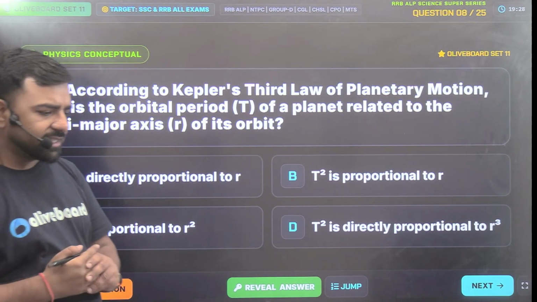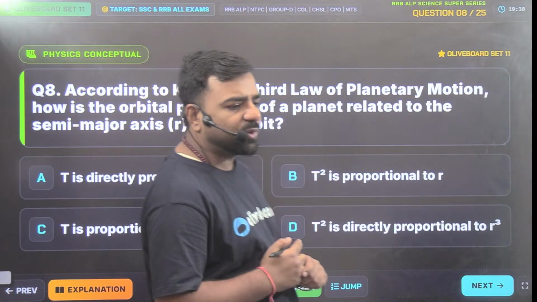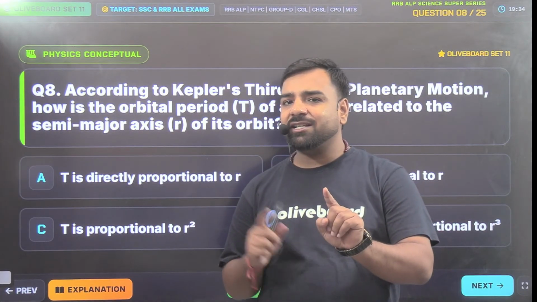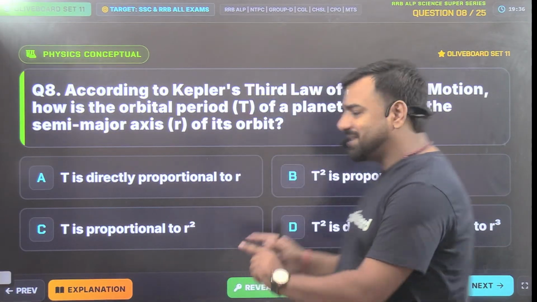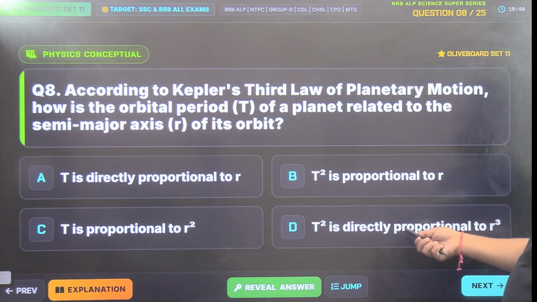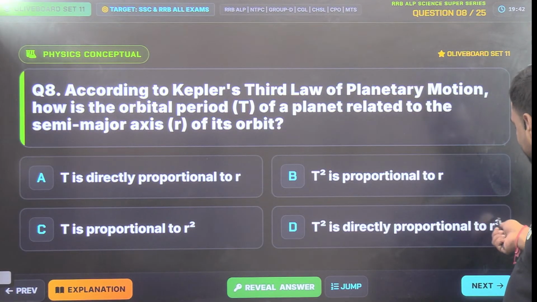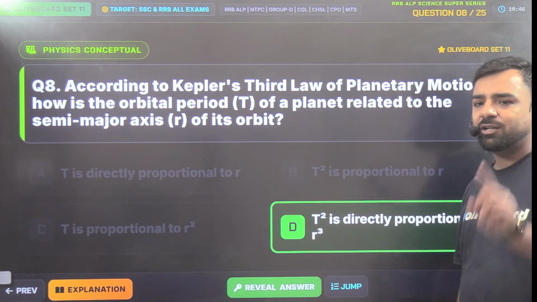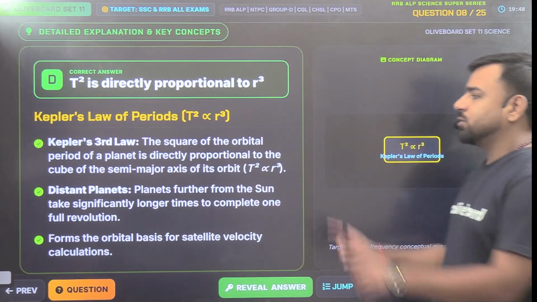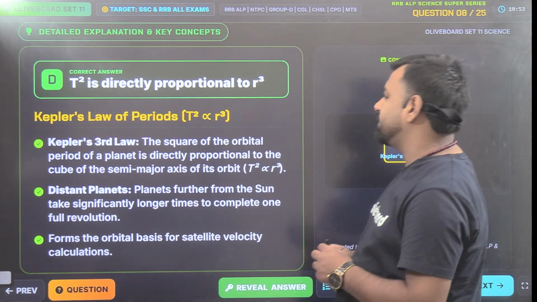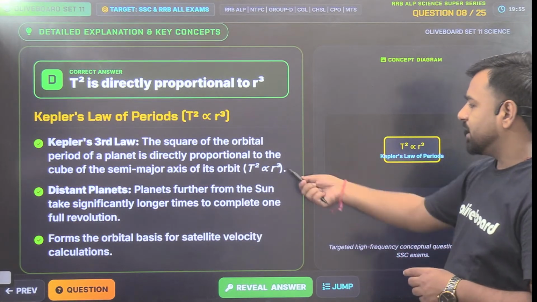The third law states that the square of the time period is proportional to the cube of the semi-major axis, and that can be seen here. So T squared is directly proportional to r cubed, that is semi-major axis cubed. This is the time period, so we'll go with option number D. So there are three laws which are mentioned here. The third law is the square of the orbital period of a planet is directly proportional to the cube of the semi-major axis, and that's the relation.